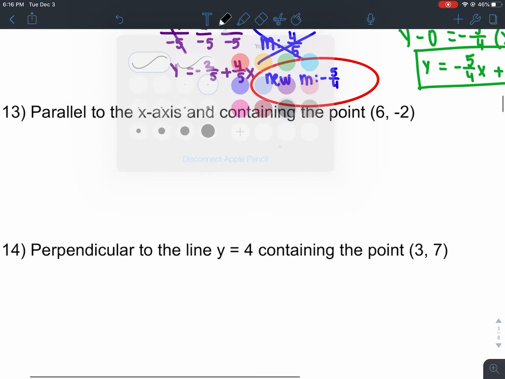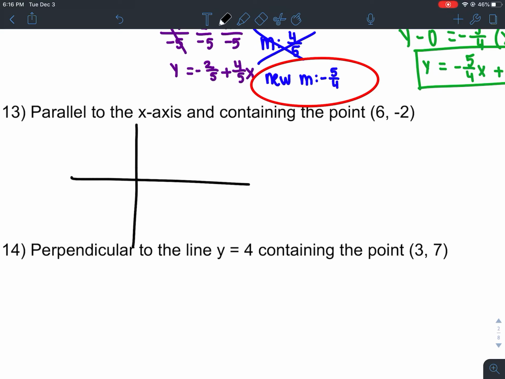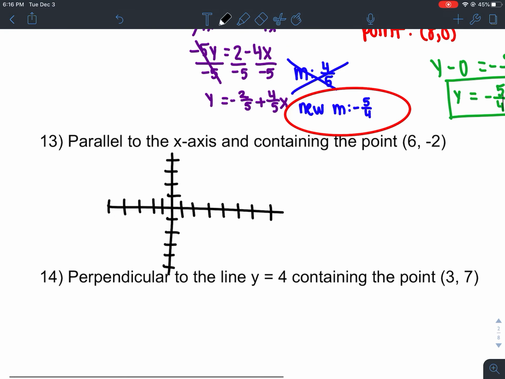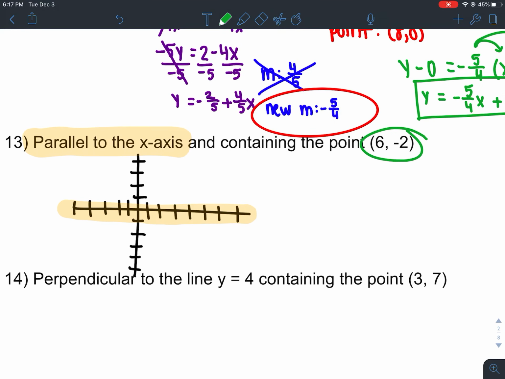Okay, so parallel to the x-axis. So let's go ahead and plot and create a graph here. It doesn't have to be perfect, right? All right, we want it parallel to which axis? Parallel to the x-axis. So I'm going to highlight the x-axis here. So when I create my new line, I do not want it to cross that x-axis. Now I want it to contain the point 6, -2. So let's plot that. So 6, -2 is going to be right here. Okay, 6, -2.